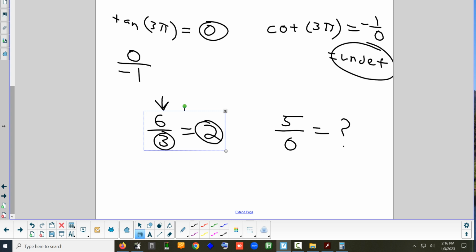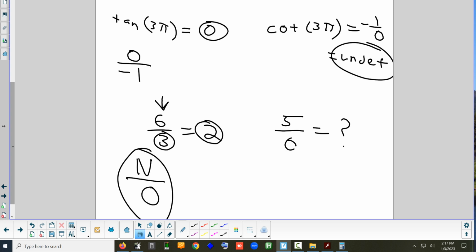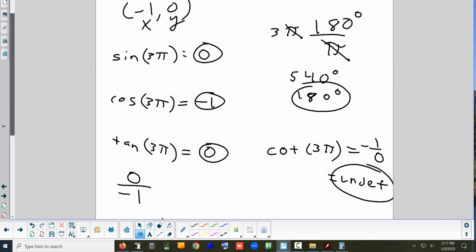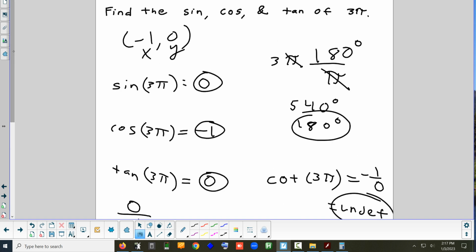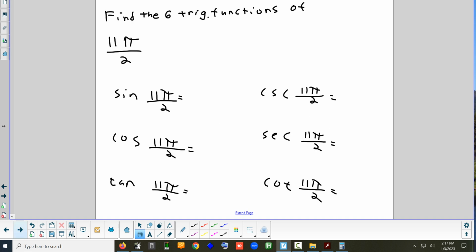So 0 times what gives you 5? Nothing. That's why you can't divide by 0, because 0 times anything will never be 5. And if you have a number and you divide by 0, it spells no. So you can't divide by 0. Any questions on those three? Okay. All right, let's look at this one.